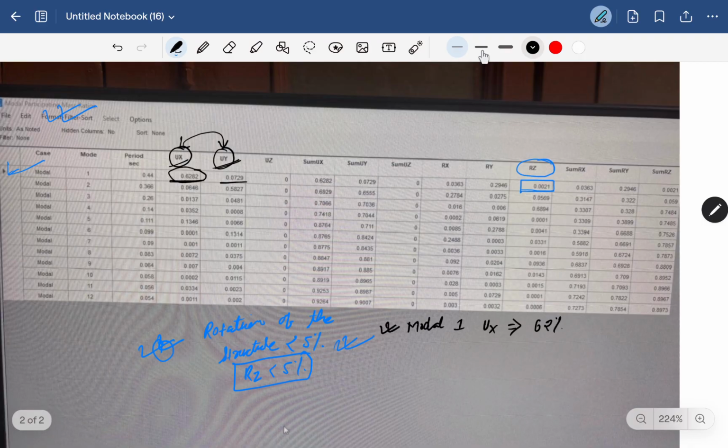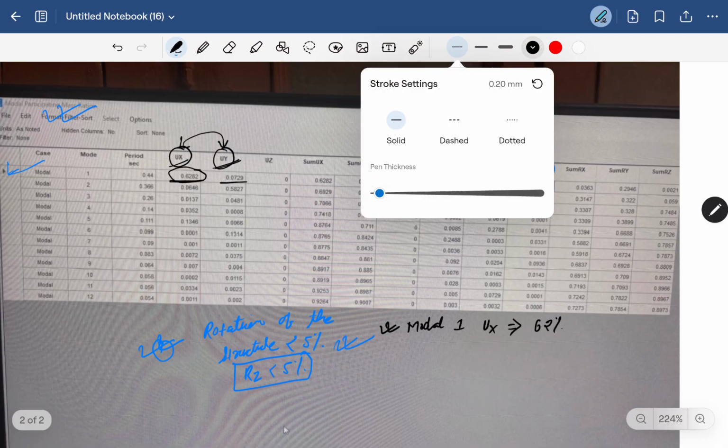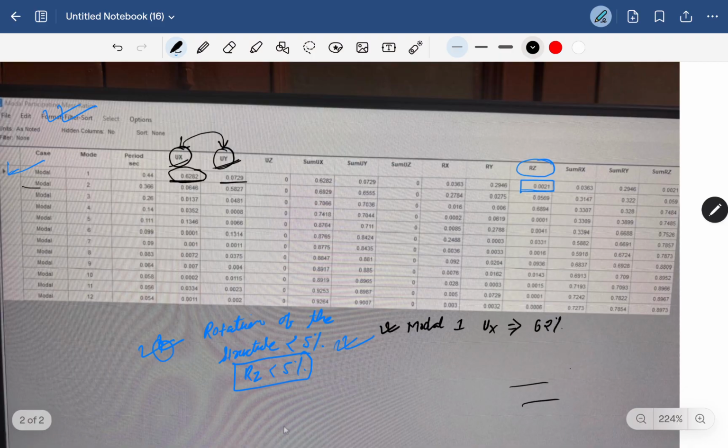Okay, now we come to model 2. In model 2 we have to check that if in model 1 ux value is predominant, then in model 2 either uy value or rz value should be predominant. See, uy value is 58%, and rz value is 5%. So which one is predominant? uy. Either uy or rz, it should be predominant, means more than 50%. So when we come to model 2, uy value is 58%, means also it is okay.